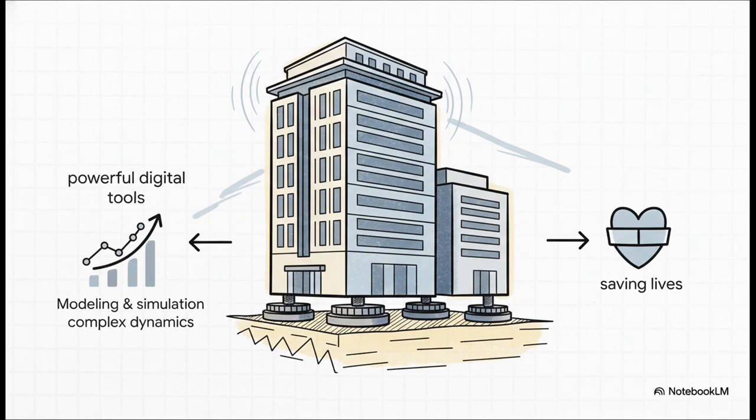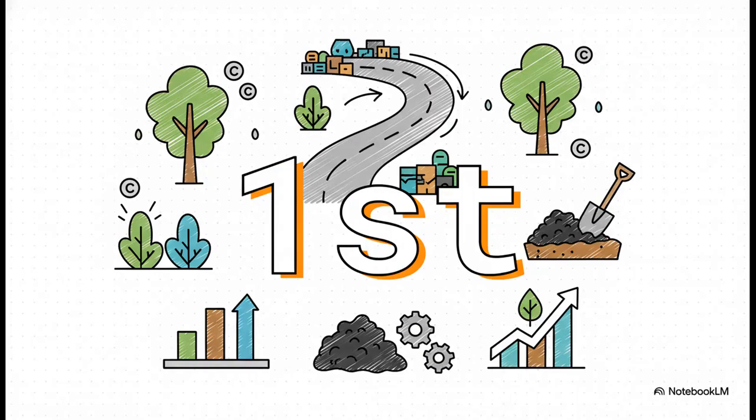Here's a wild idea for you. What if to protect a building from an earthquake, you didn't try to make it stronger, but instead you just disconnected it from the ground? Well, that's the wild idea behind seismic base isolation. The entire building literally sits on these giant flexible bearings that absorb the shock. Trying to simulate those kinds of complex forces, you can only do that with today's digital tools, and this technology is absolutely saving lives.